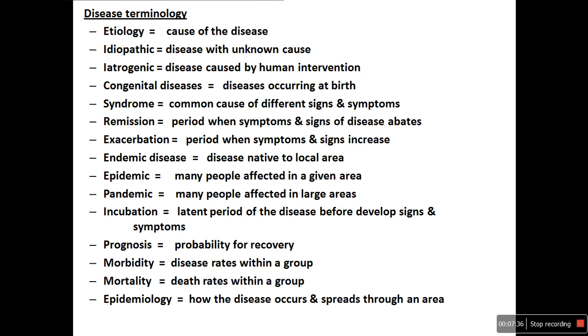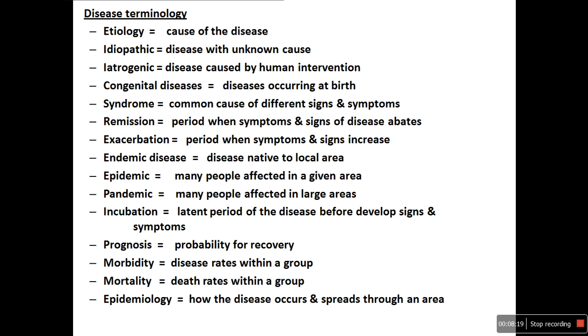Disease terminology. Etiology means the cause of a disease. Idiopathic. So when you hear that, for example, she got an idiopathic disease, like she got a disease with unknown reason or unknown cause.